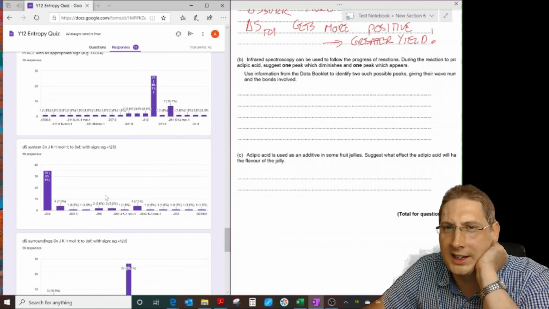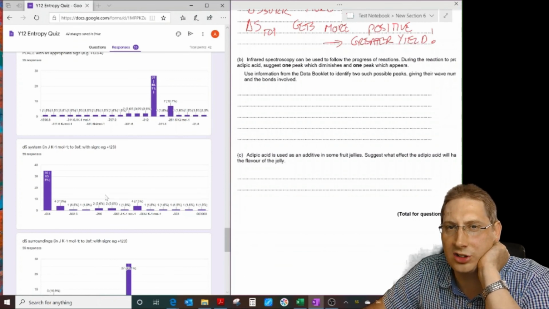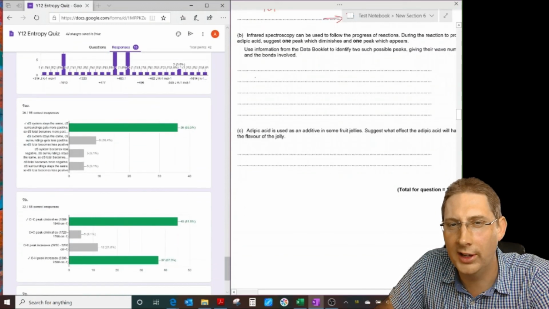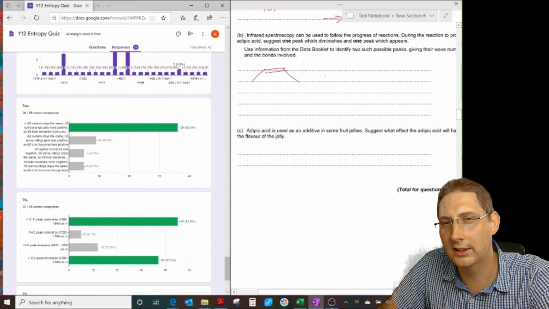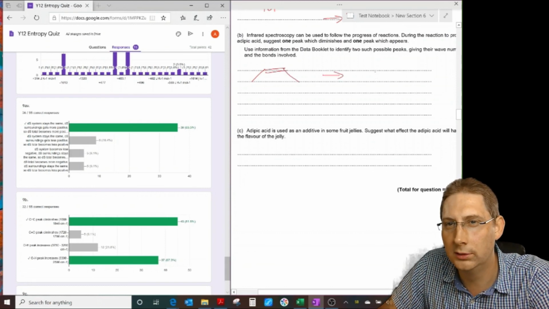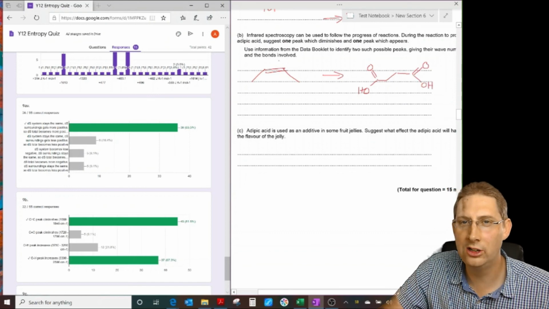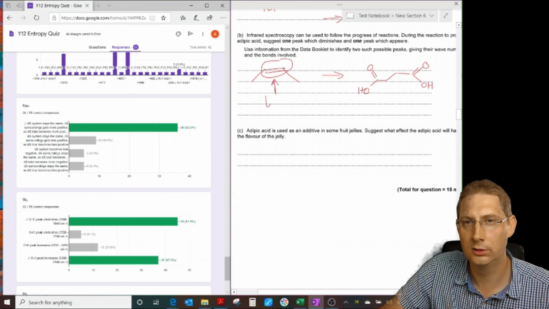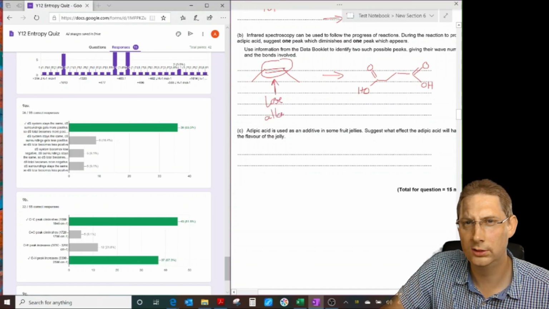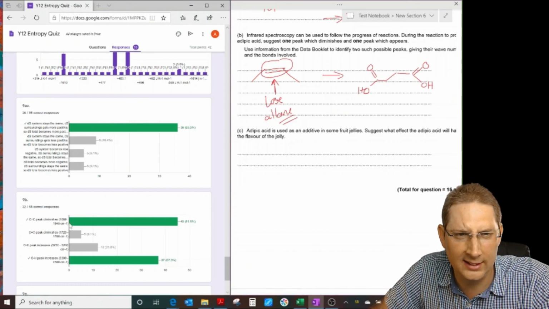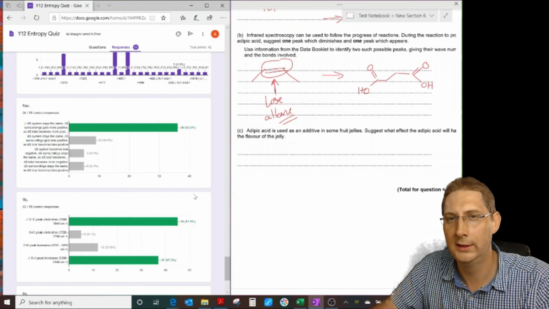Finally, infrared spectroscopy can be used to follow the progress of reactions. During the reaction, suggest one peak that diminishes and one peak which appears. So we've basically got an alkene forming this. So what we're going to lose? Well, we're going to lose the alkene, and that is the peak 1669 to 1645.